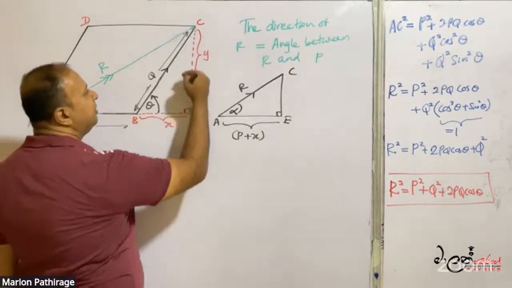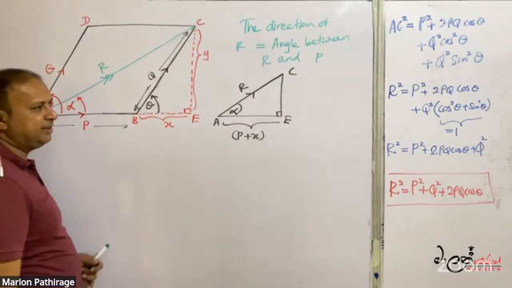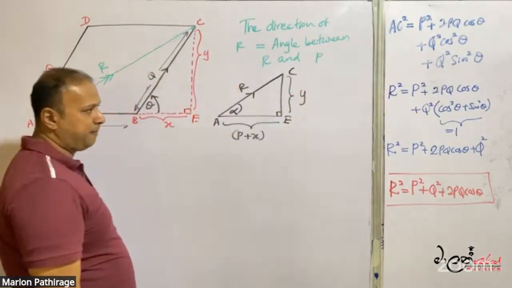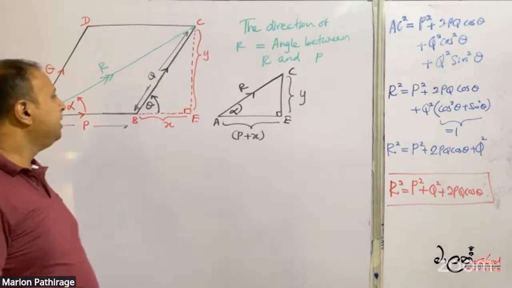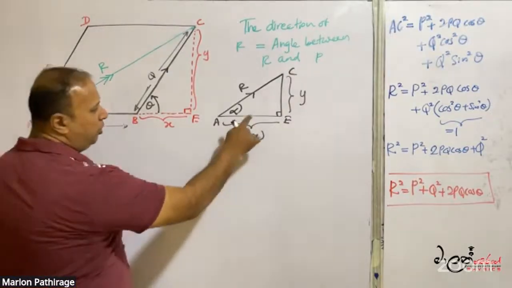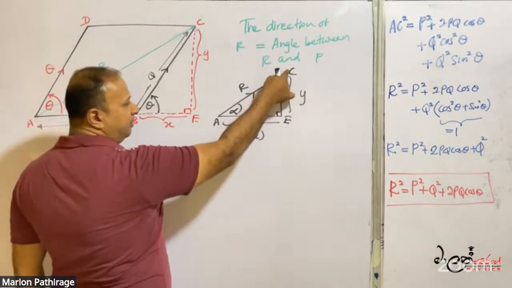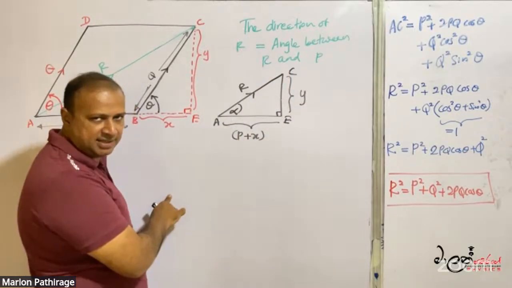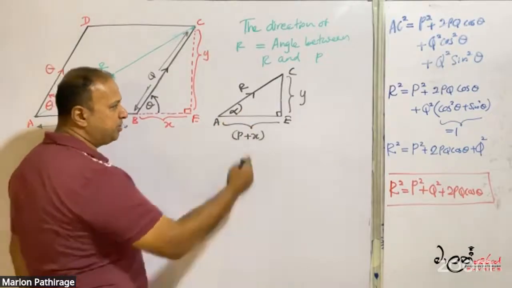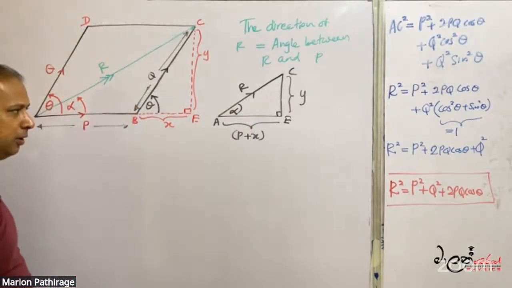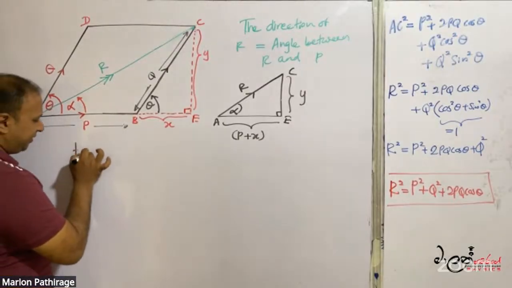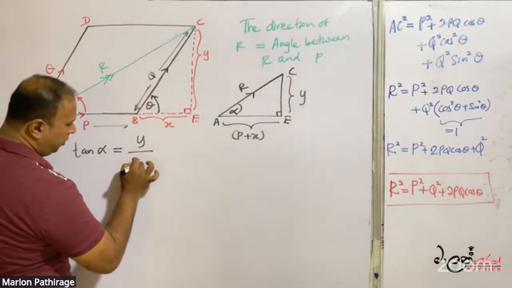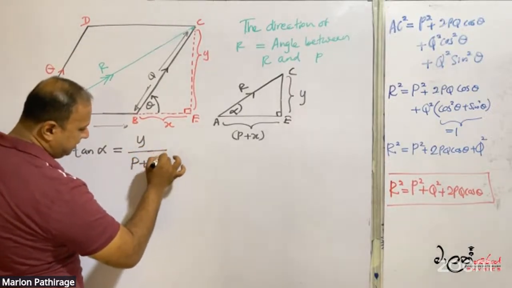And CE length is equal to Y. Therefore, you know the opposite side as well as the adjacent side to this angle. If you know the opposite side and adjacent side, I can write tan alpha. Tan alpha is equal to Y over P plus X.